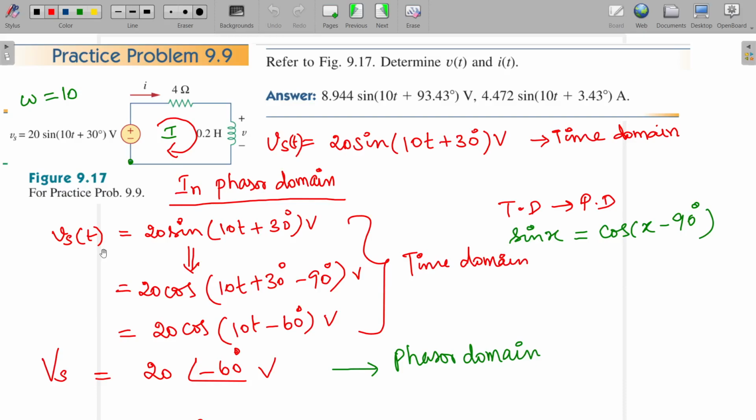Hello everybody, now we are going to solve a problem from Fundamentals of Electric Circuits by Alexander and Sadiku's 5th edition. This is practice problem number 9.9 and we are asked to determine v(t) and i(t) referring to this particular diagram. Okay, this picture is to be referred.